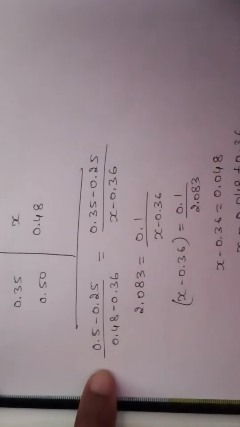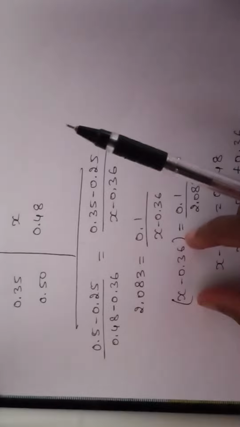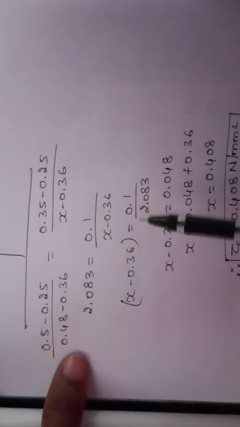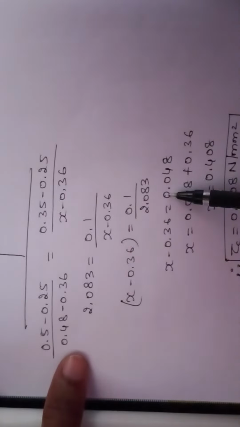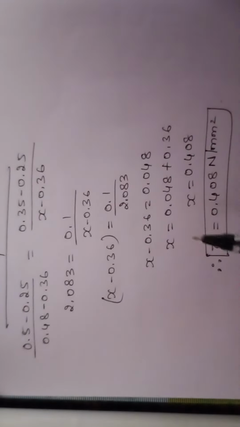Then we cross multiply it. On cross multiplying, I keep X minus 0.36 only on the LHS side and bring the same 2.083 to the RHS side. Then I divide these two values, and on dividing these two, I got a value of 0.048. Then I only have to find the value of X here, for which I keep X here and bring minus 0.36 to the RHS side. Then the addition of these two values gives you a value of 0.408. The value of X itself represents the value of our design shear stress tau C. Therefore, we can write the value of tau C as 0.408 Newton per mm square.